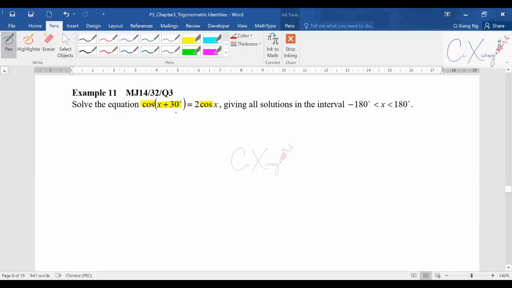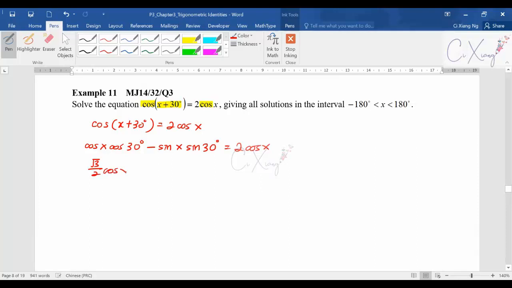All right. Okay. So we try to expand it first. Okay. So cos(x + 30) equals 2 cos x. If I expand this, I will have cos x cos 30 minus sin x sin 30 equals 2 cos x. Cos 30 is square root 3 over 2 cos x. Sin 30 is what? Sin 30 is half, so half sin x equals 2 cos x.